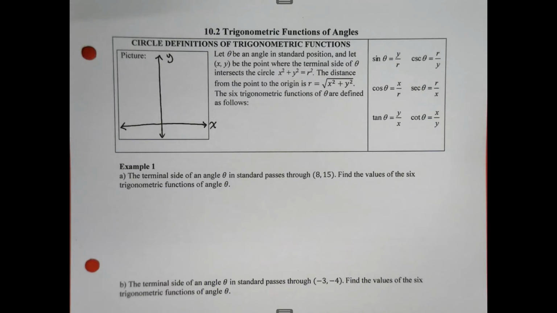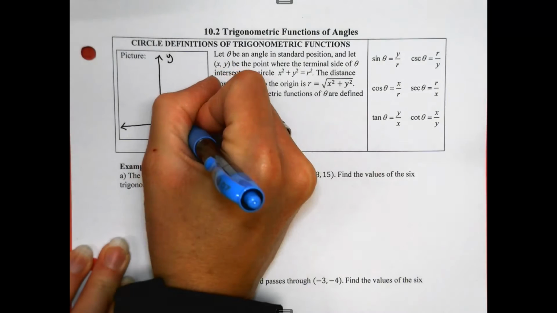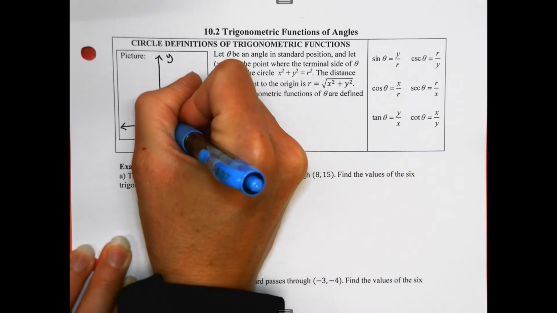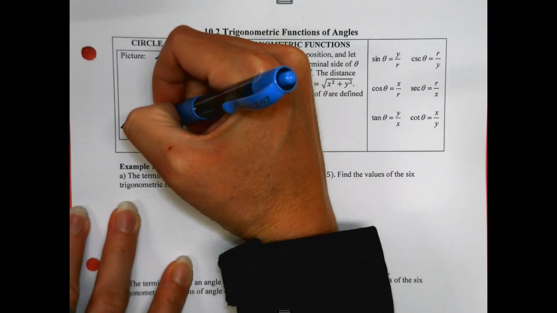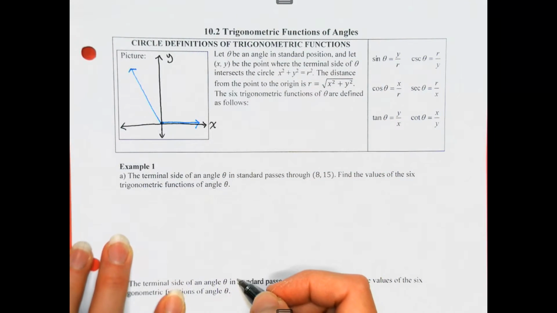Section 10.2 looks at trigonometric functions of angles. The circle definitions for trigonometric functions says let theta be an angle in standard position. As a reminder, an angle in standard position has the initial side on our positive x-axis, and it rotates about the vertex, which is at the origin, to some location somewhere, and it ends at our terminal side.